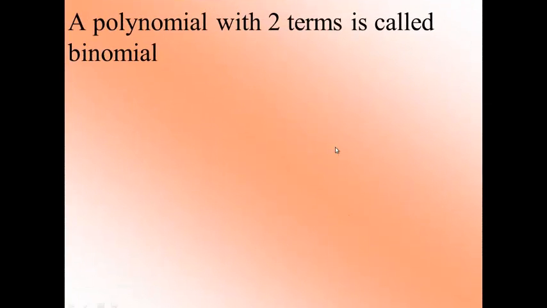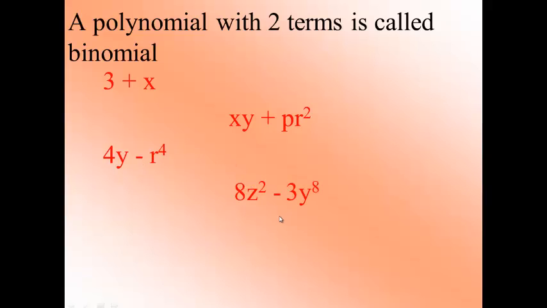A polynomial with two terms is called a binomial. Here are the examples. 3 plus x, I have here two terms. The first term here is 4y, and the second term is negative r to the fourth power. Again, I have here two terms. My first term here is negative 2x^6y^9, and the second term is 7x^9y.